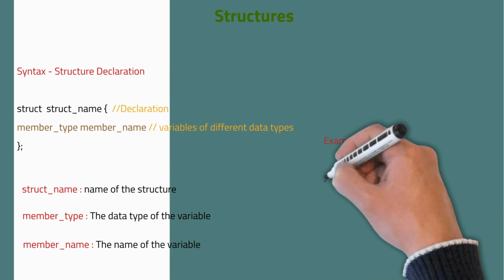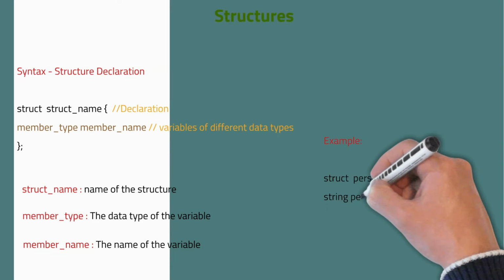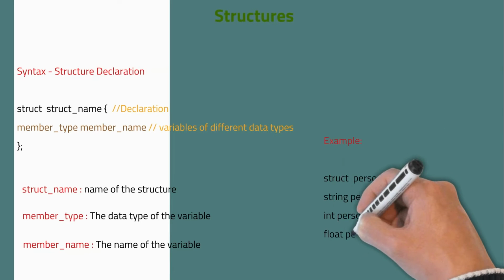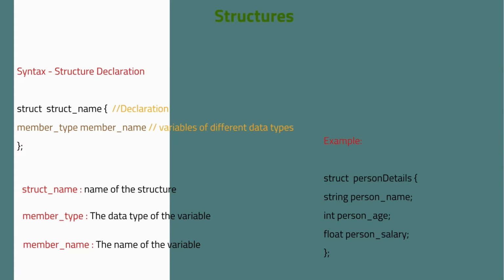For example, a structure person details is created with three member variables: person name, age, and salary, and they have different data types as string, int, and float.